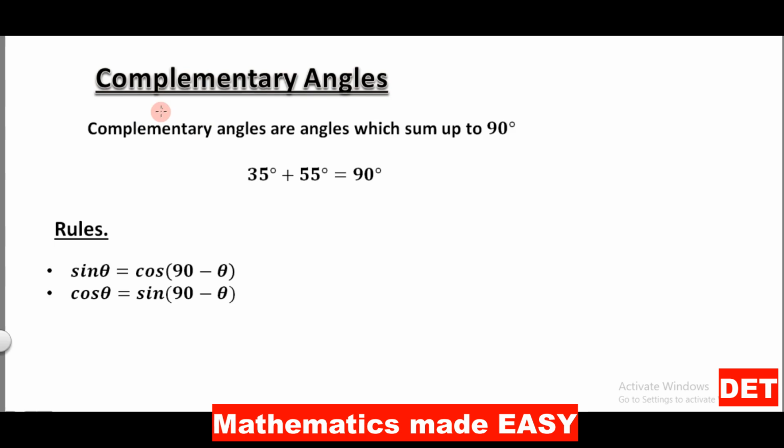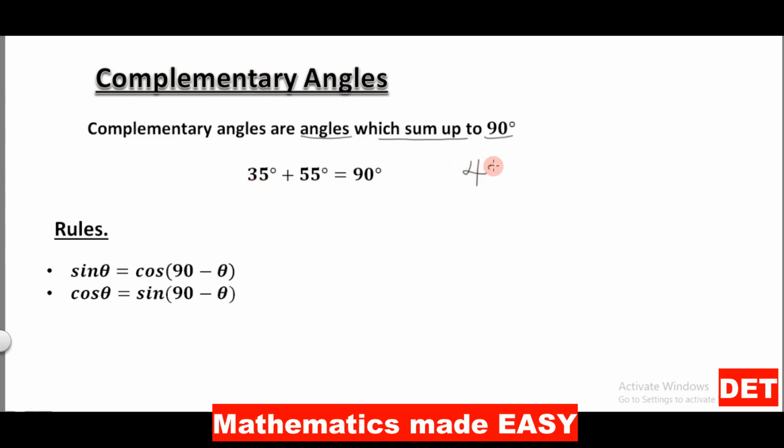Alright, so in today's video, we're going to look at complementary angles. So what are complementary angles? Complementary angles are angles which sum up to 90 degrees. They are angles which sum up to what? 90 degrees. Alright, so 35 plus 55 will give you 90. So that tells you that 35 and 55 degrees are complementary angles.